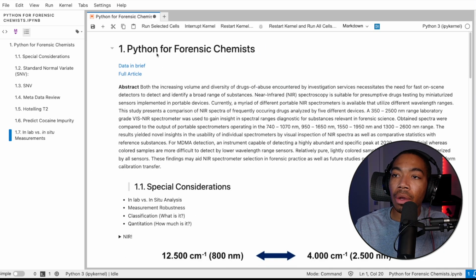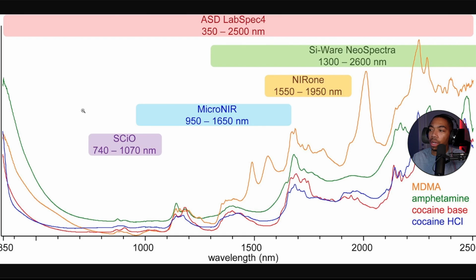But first, recall that if we look at the full article, there's one figure I particularly want to highlight, and that's the one on the screen now. And here we have the entire analytical data set that's included as part of this publication. And so far, we've been looking at this ASD LabSpec 4 data, which covers 350 to 2500 nanometers. So the visible range all the way to the infrared range. And this is a high quality lab-based measurement. This is the type of instrument you would never take outside the lab.